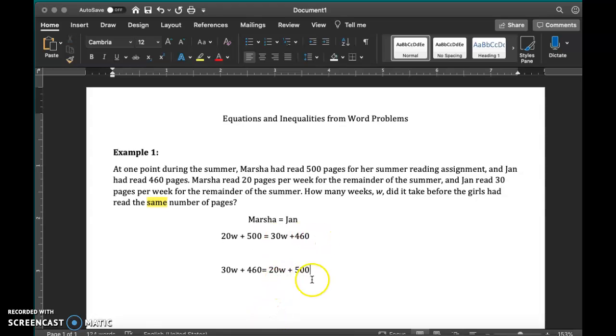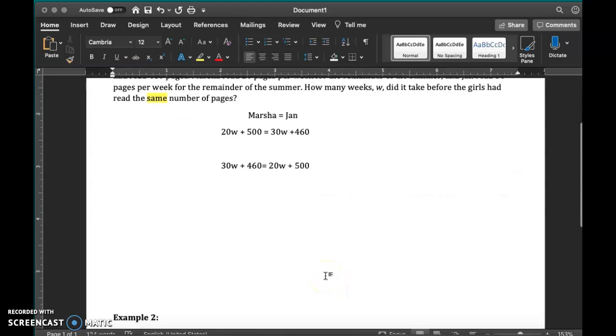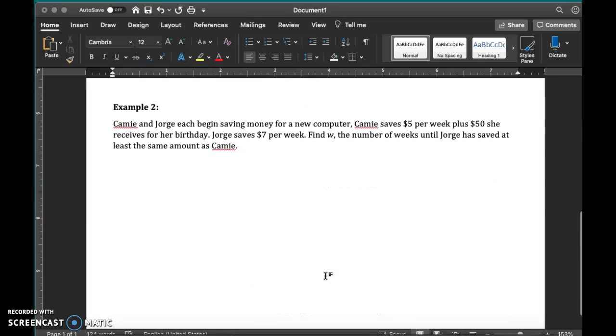You could even switch these. It could be 500 first and then plus 20W. That doesn't matter either. Order in adding doesn't matter. All right, let's look at a second example so we can talk about an inequality statement.